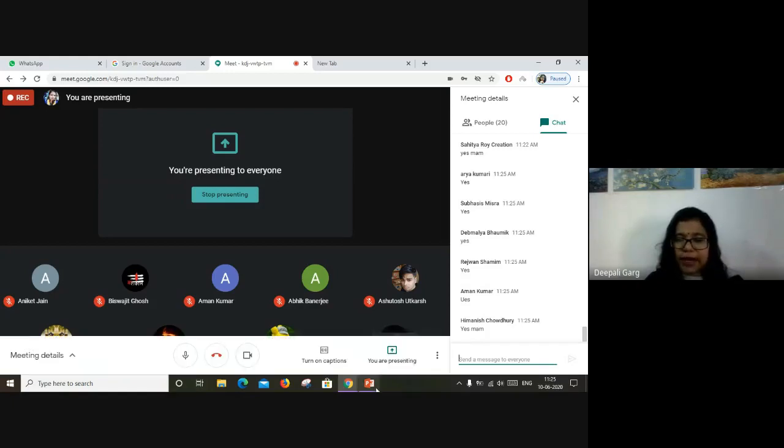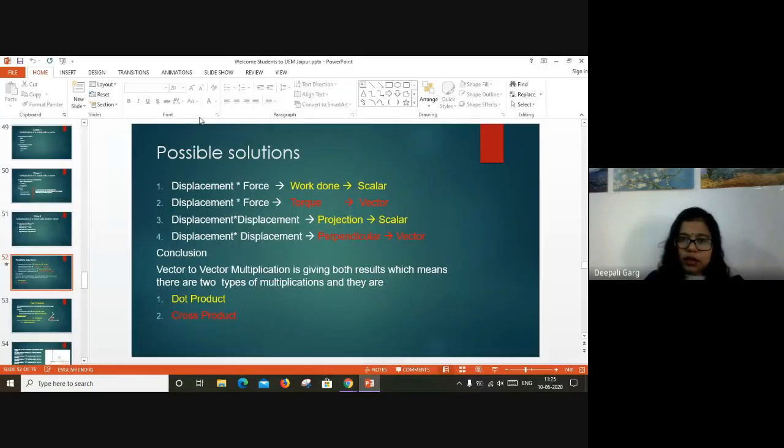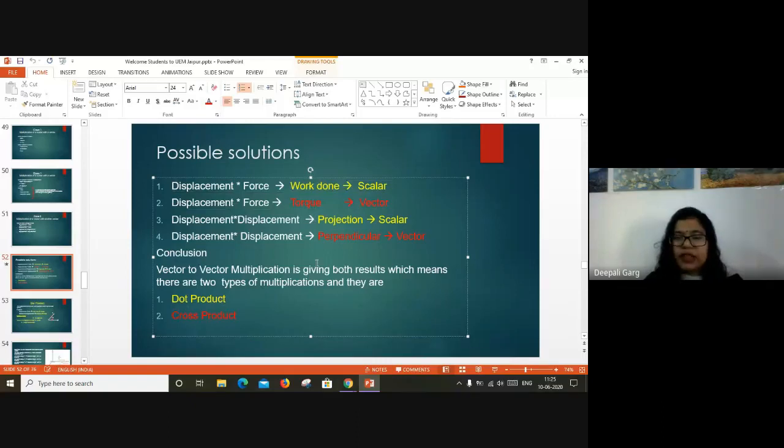Okay, so we have to segregate this multiplication of vectors into two parts, dot product and cross product. As you see here, yellow color is being shown to show scalar, so we have shown dot product with yellow color, and red color is representing vector, so the cross product is marked by red. You have to memorize that dot product is the multiplication between two vectors which results in a scalar quantity, whereas cross product is a multiplication between two vectors which results in a vector quantity.